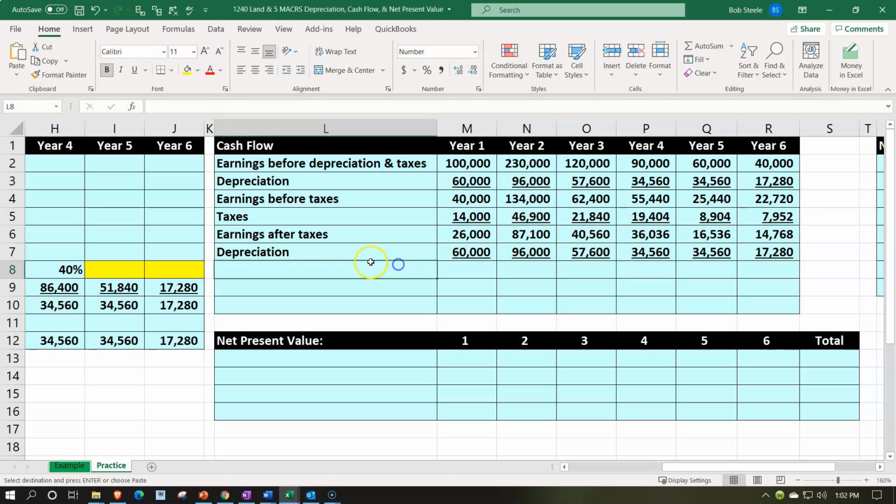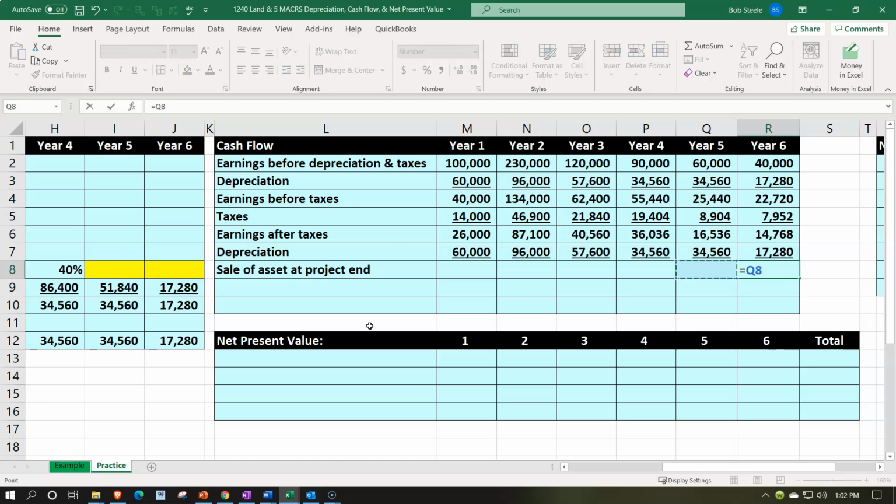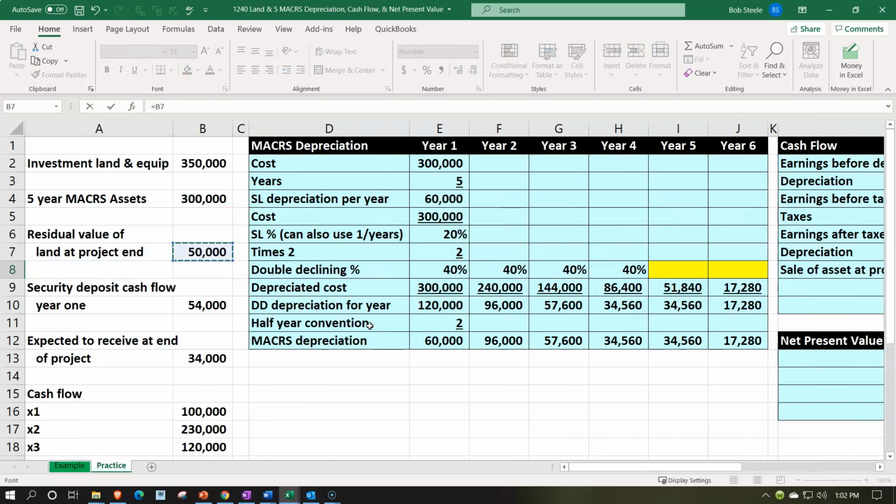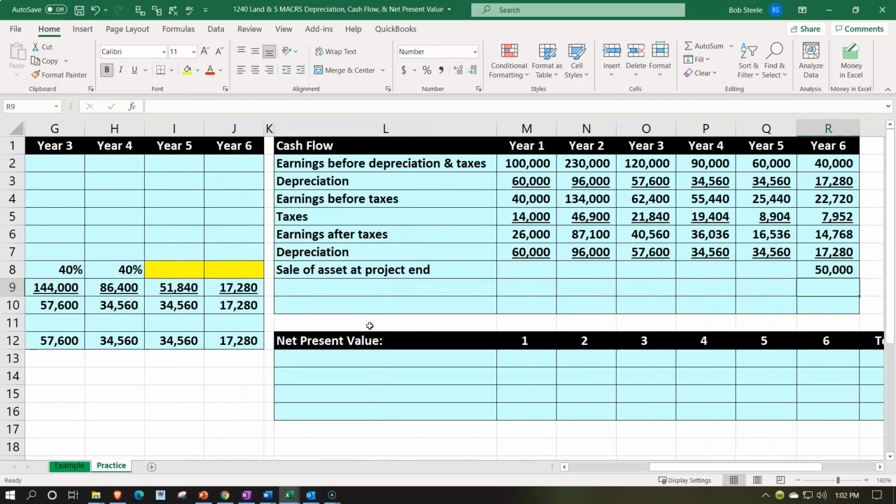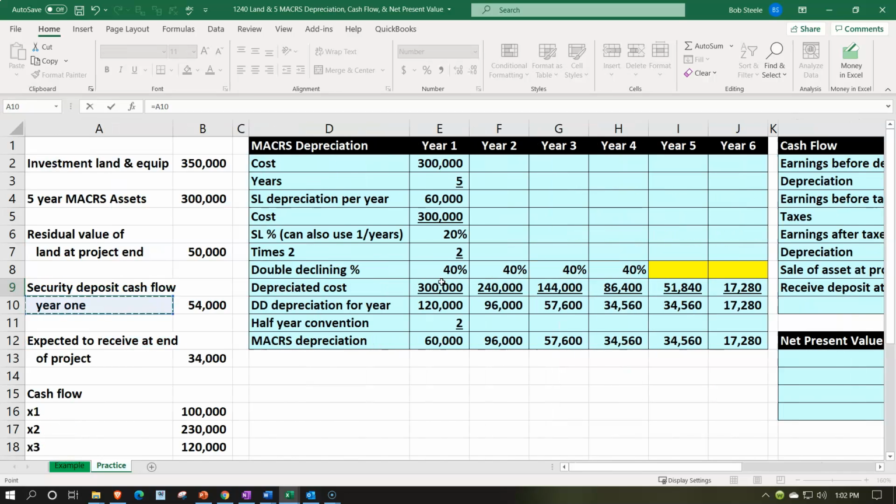So we're then going to say that we have the sale of the asset at the project end. These are those special things that we said we had at the end, where we sold the land when we don't need it anymore. So we're going to assume we get it back at basically the cost. I'm not going to calculate the tax impact on that, because we're saying we sold it for what we purchased it for. So cash inflow back in, $50,000. And then we're also going to say we receive part of that deposit coming back in at the end of the project. We'll say of that 54, we're getting 34 back.